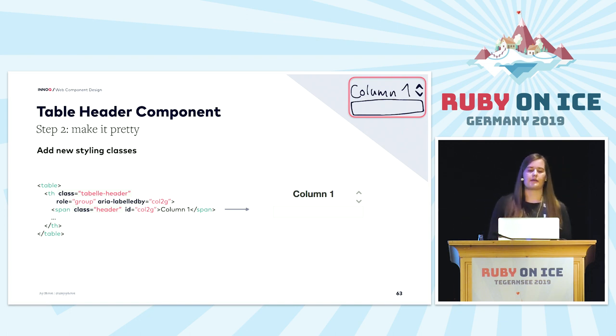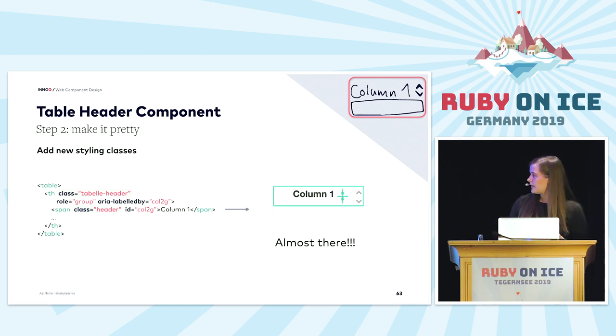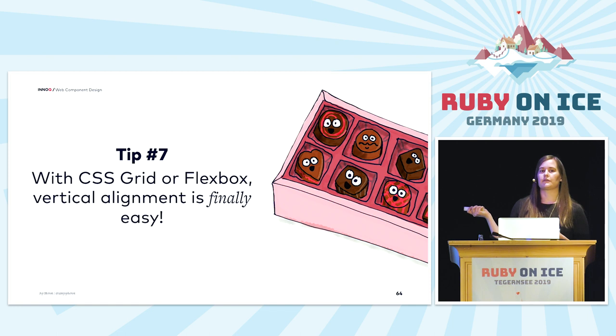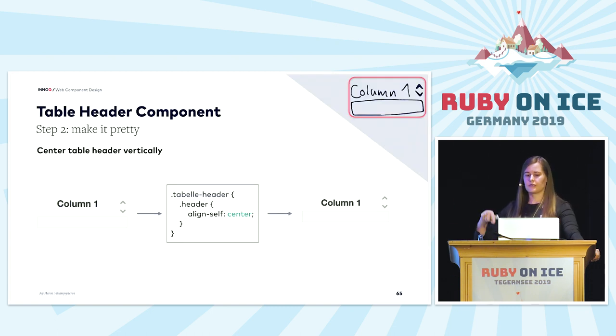So I added here on the left the classes that we defined in our CSS. And it looks pretty decent, except for one small thing, which is that I want to center my column one vertically inside of the header. Almost there. Historically, this was really difficult to do in CSS. Whenever anybody said, please center this thing vertically inside this container, it was like, oh, no. But now with CSS Grid and Flexbox, vertical alignment is finally easy. So in order to center my text vertically inside of the header, I can just add the align-self: center property to my header CSS.